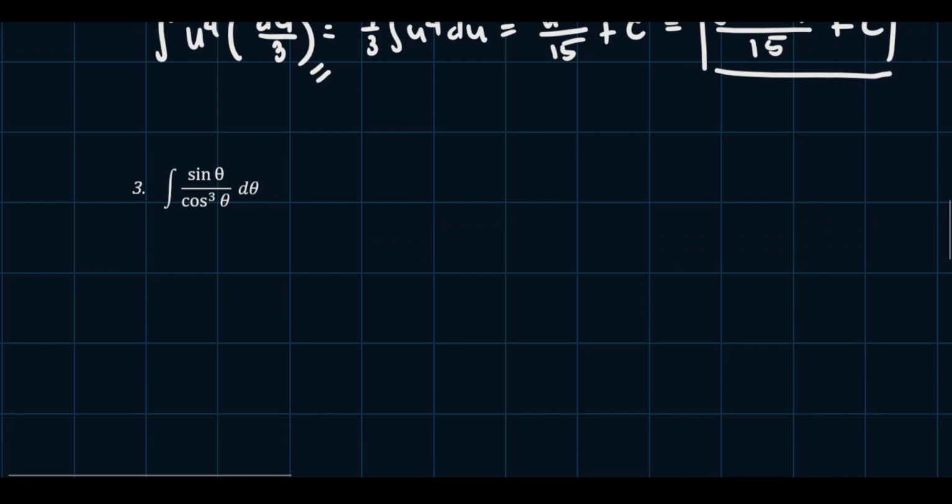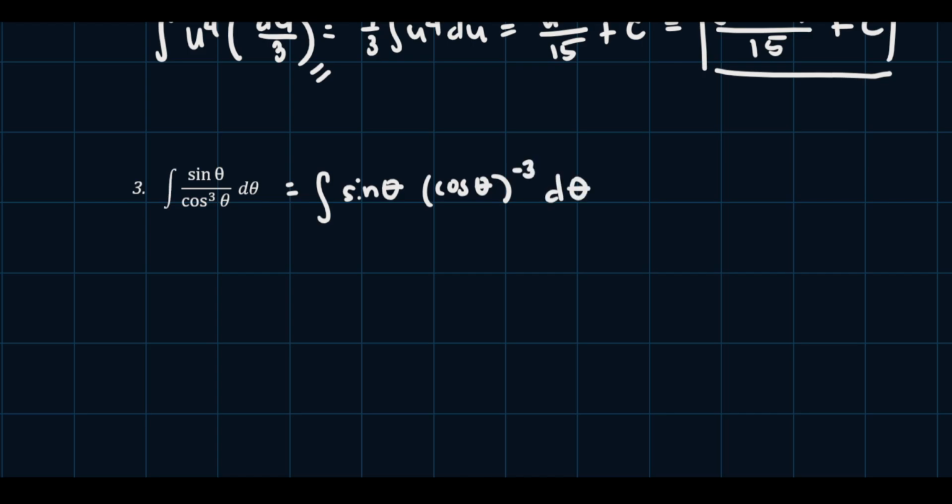Okay, ito naman, it involves trigonometric functions. Ay, before we proceed, before we make the substitution, sulat muna natin to as sine theta times cosine theta raised to negative 3 d theta. Ay, since nasulat na natin this way, mas obvious na yung substitution na pwede natin gawin. So, let u be equal to cosine theta. This would mean that du is negative sine theta d theta.